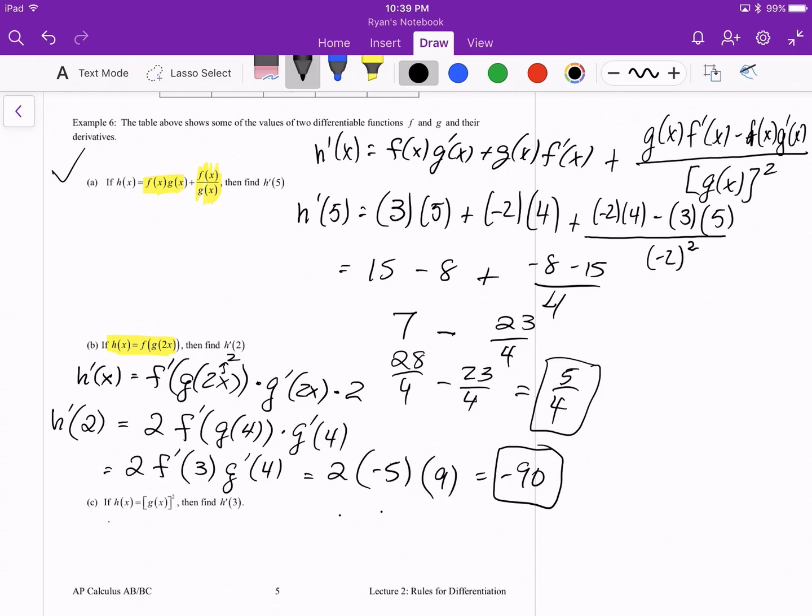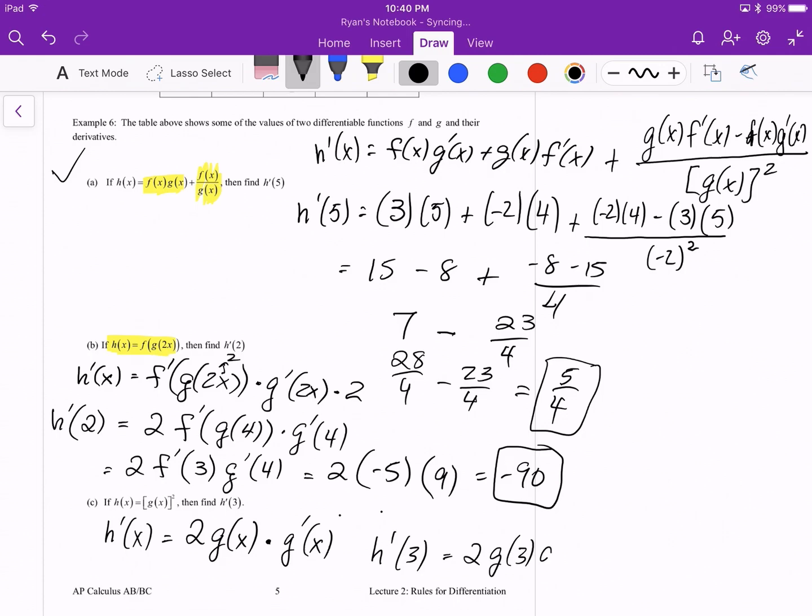Okay, so if I take the derivative of this h of x, then h prime of x is going to equal 2, rewrite the parentheses, or in this case the brackets, and that would be to the first power, so I'm not going to write anything there. And then don't forget to multiply by the derivative of the inside, which is g prime of x. Okay, so h prime of 3, I'm going to substitute in 3's. So 2 times g of 3 times g prime of 3.